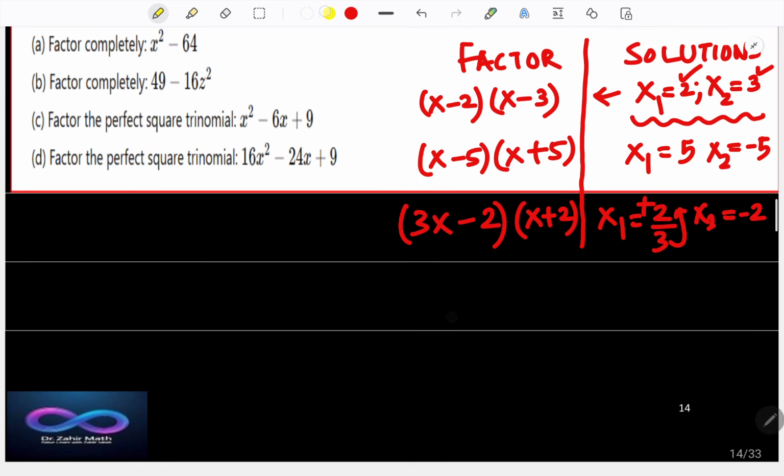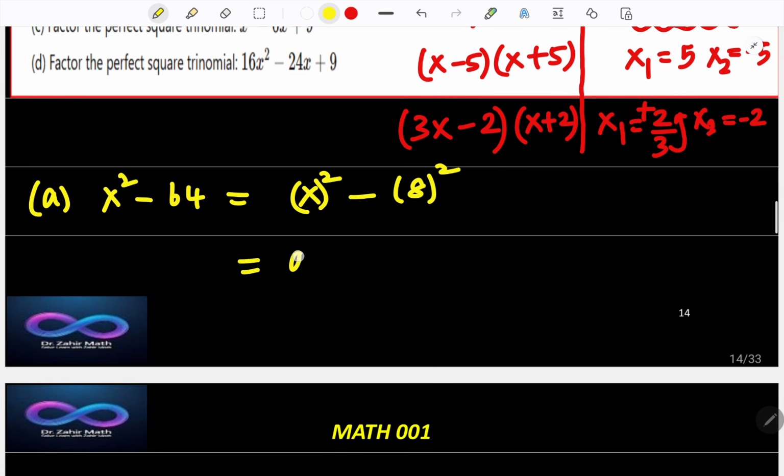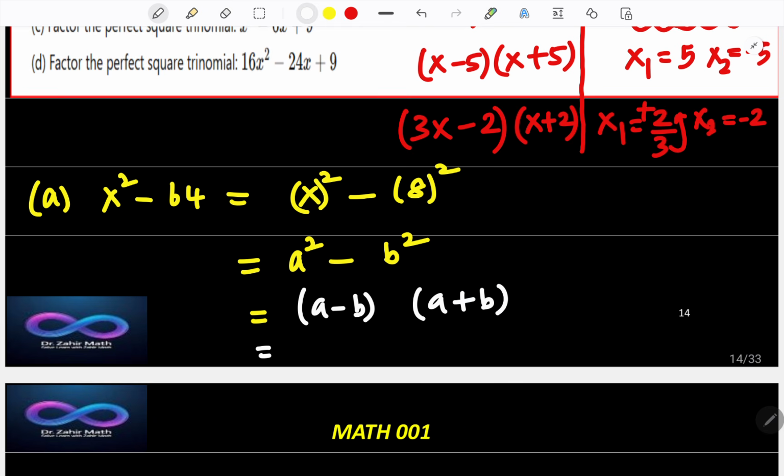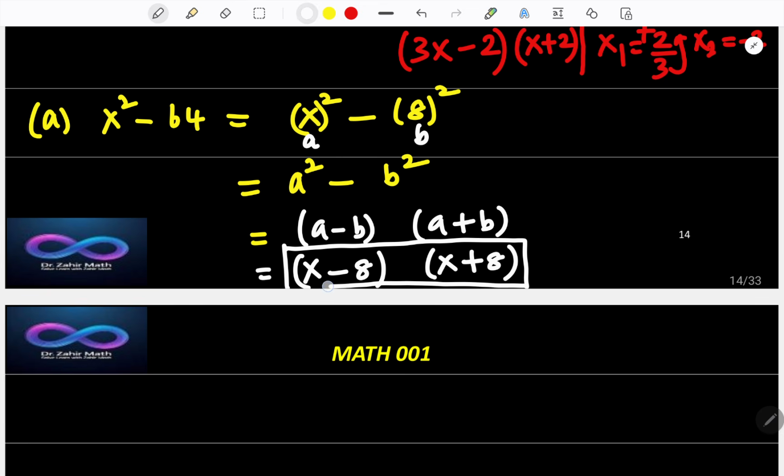Okay, right. Let's go to the first question. The first question is x square minus 64. Can I write this as x to the power of 2 minus 8 to the power of 2? Yes, no problem. This is of the model a power 2 minus b power 2. What is a power 2 minus b power 2? It is a minus b times a plus b. Clear all of you? What is a? A is x, b is 8. Look here, this is a and this is b. That's it. So it is x minus 8 times x plus 8.